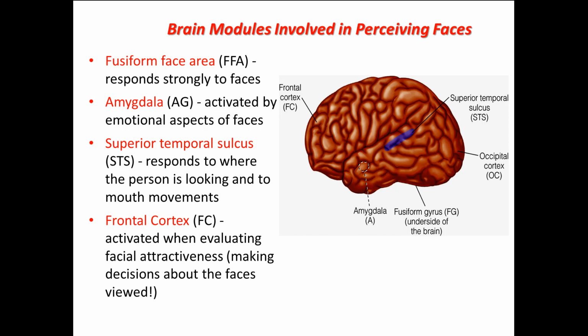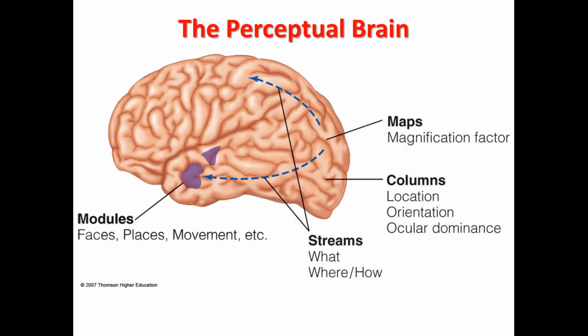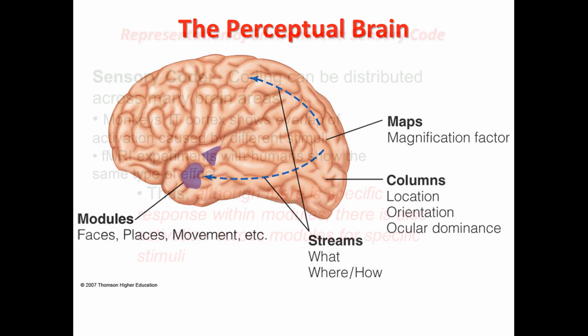The superior temporal sulcus, there's an area right there that responds to where a person is looking and to mouth movements, so analyzing spatial aspects of face stimuli. And then obviously the frontal cortex is very important also and is activated and often correlated with evaluation of facial attractiveness or making other decisions about face stimuli that a subject is looking at. So coming back to our perceptual brain, we see that we have these really specialized modules upstream of all the form processing that actively contribute to object recognition.